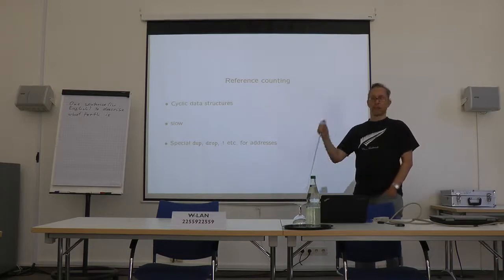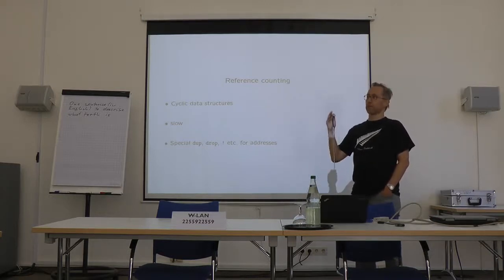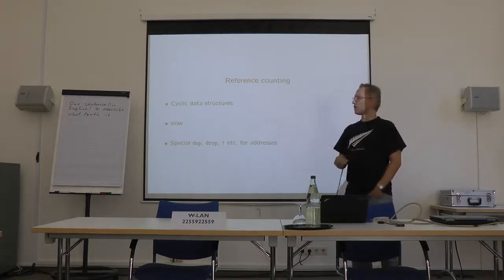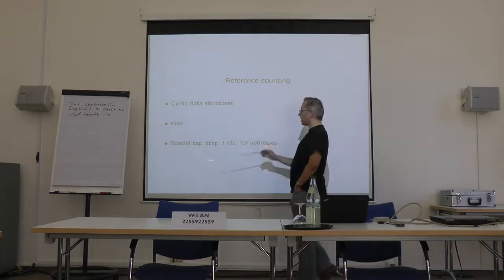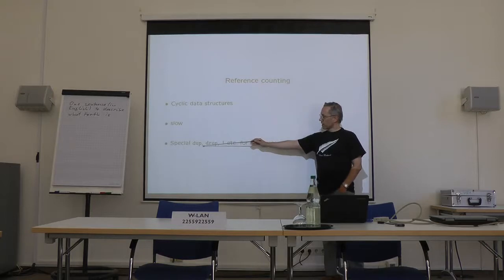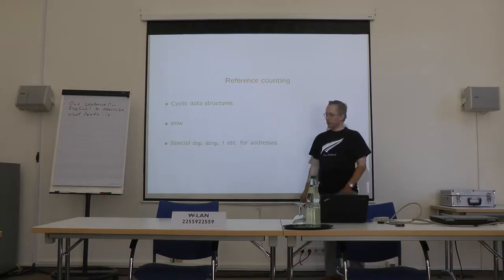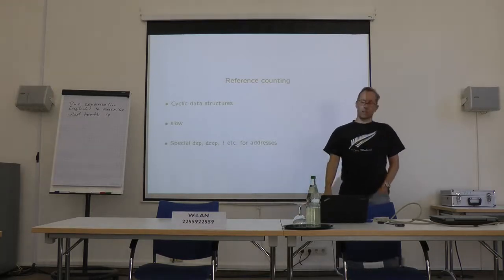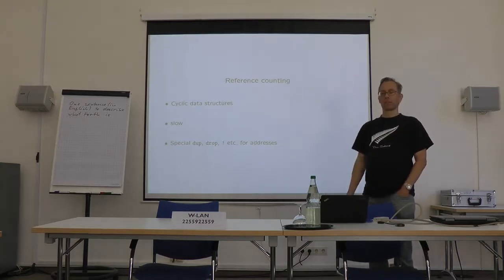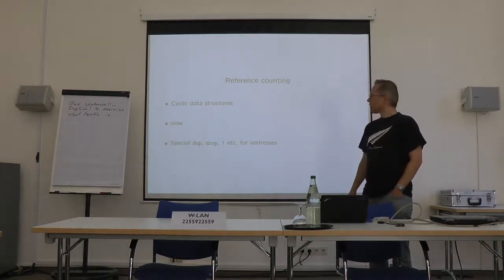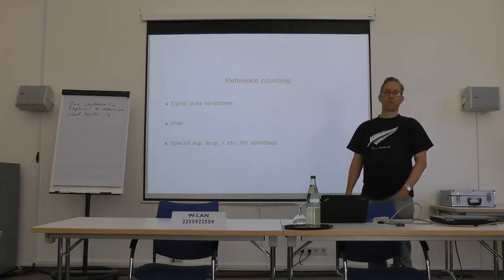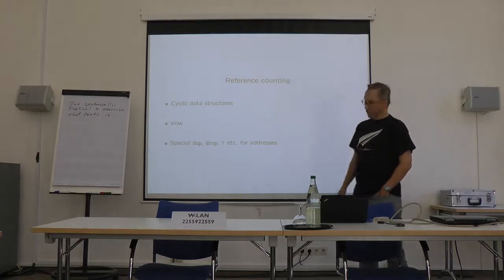You have to do something every time you duplicate an address, or when you delete an address, you have to update the reference counter. That's slow. You need to do a special version of dup and drop and store and other things that can cause additional copies of addresses, or delete copies of addresses. So I think this is not a solution for Forth. At least not the general one.